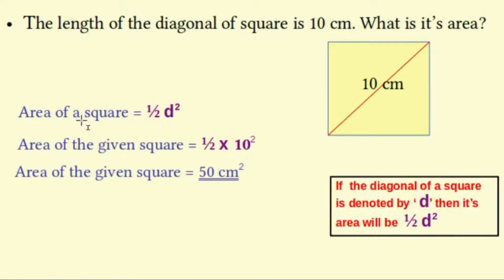Hence, area of a square is equal to half d square. Area of the given square equal to half into 10 square, that is equal to 50 centimeter square. Remember, the line joining opposite corners of a square is called diagonal. The two diagonals will be equal in length.